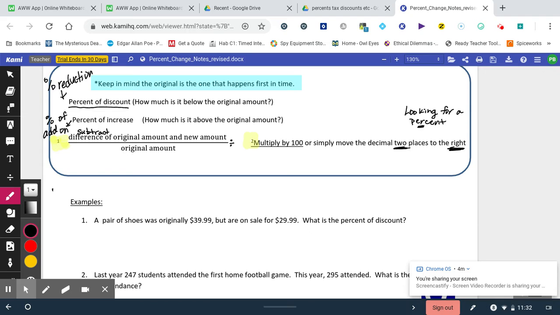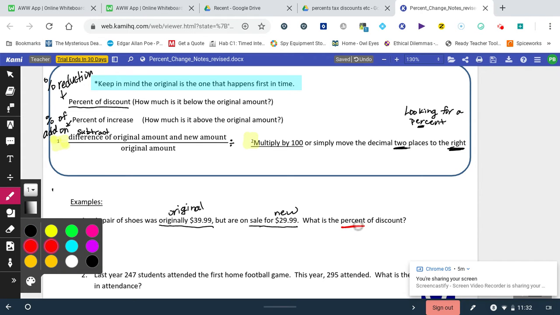All right, let's take a look at number 1. It says a pair of shoes was originally $39.99, but it's on sale for $29.99. So this was the original, and this is the new cost. Now the question says, what is the percent of discount? Whether you're looking for a percent of discount, percent of increase, percent of tax, it doesn't matter. We're going to follow the same steps.